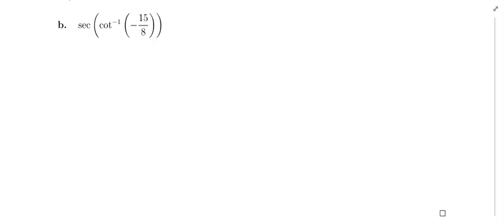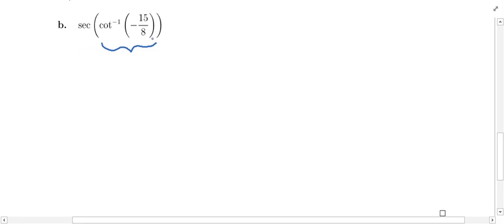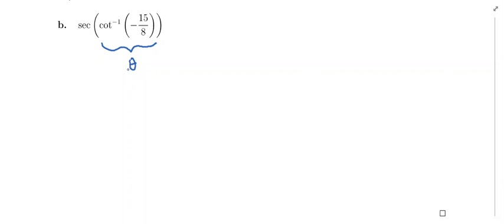In example 3b, we need to compute the secant of the cotangent inverse of negative 15 over 8. Okay, so let's again talk about what we have here. Order of operations, we are going to start inside the parentheses. So you're basically computing the cotangent inverse of a quantity. The way cotangent inverse works, you plug in a number. This is going to return some angle theta, and then you need to take the secant of that angle. So ultimately your answer is going to be a number, not an angle. Keep that in mind.